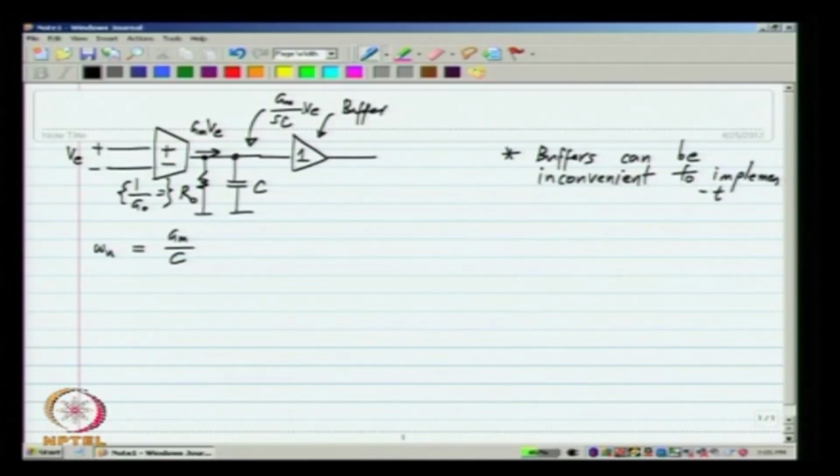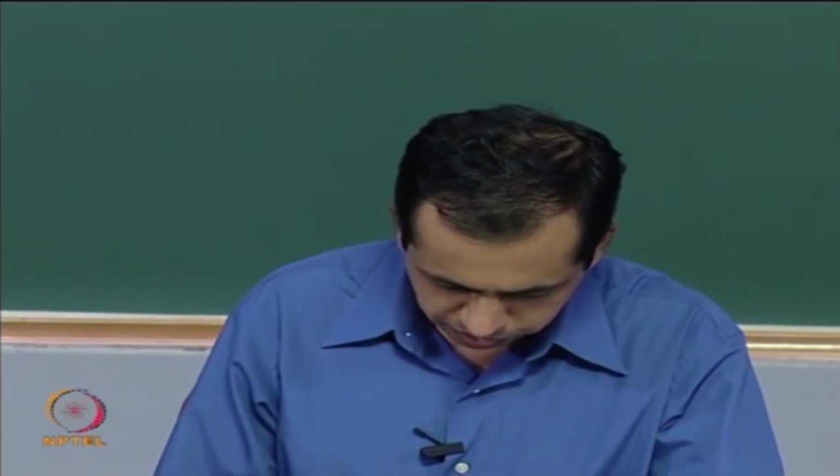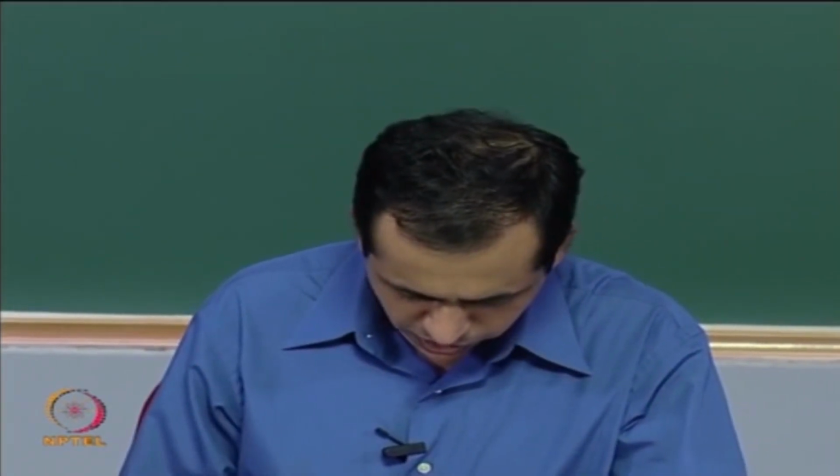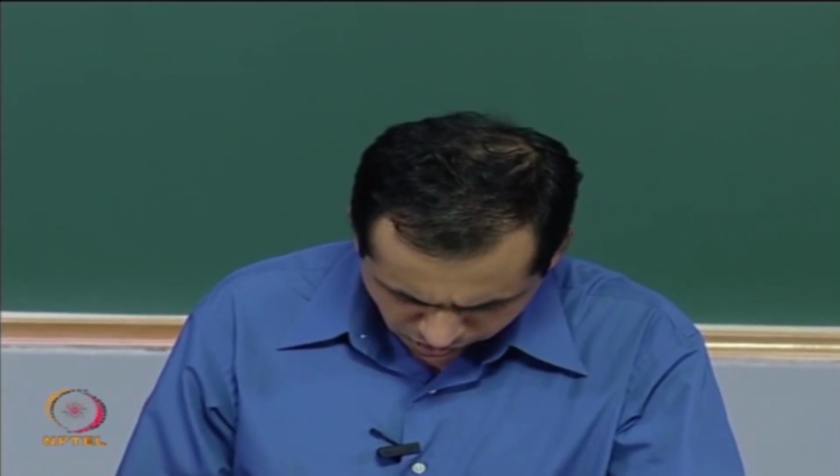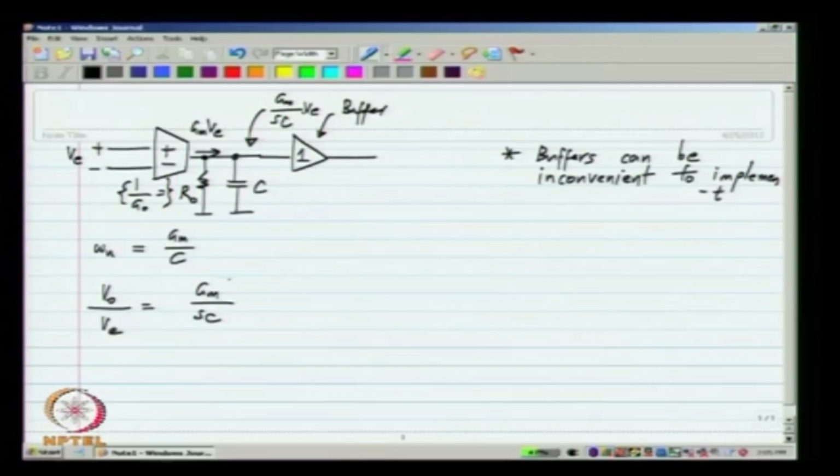Now, this is an inherent property of a voltage controlled current source. Just like a current source has an output resistance which is not infinite, a voltage controlled current source also has an output resistance which is not infinite. So, because of this the transfer function, the output by input of the op amp, should have been GM by SC, but this is not what we will get. We will get GM by SC plus the output conductance.